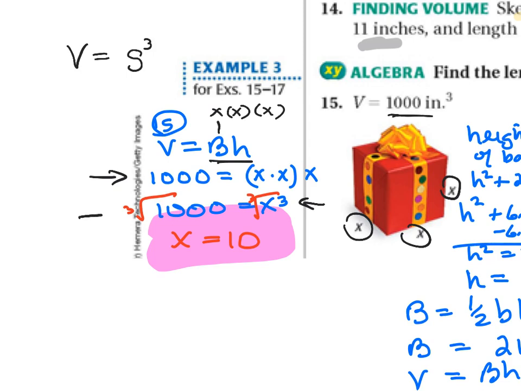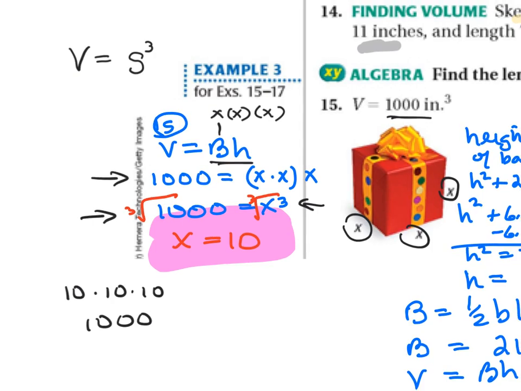So the cube root of 1,000 is 10. Now I know most of you are using just a scientific calculator, so you could have guessed and tested and figured out what number times itself 3 times gives you 1,000, and that would have been 10.